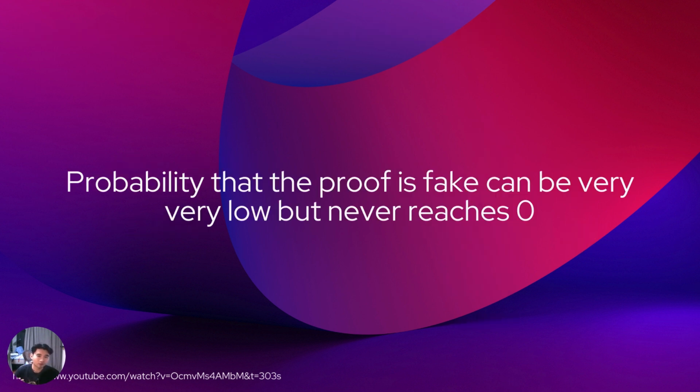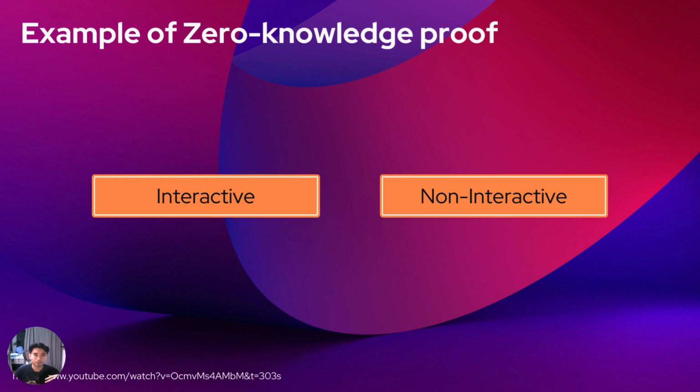It's more about reducing the probability that someone is lying to you. You can make the probability very, very tiny, very near zero, but it will never reach zero. So there are two forms of zero knowledge proof, which are the interactive and the non-interactive.